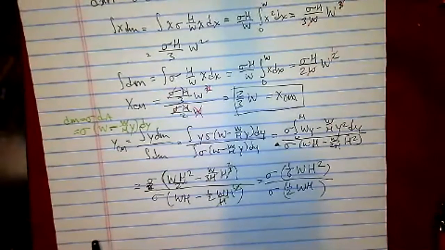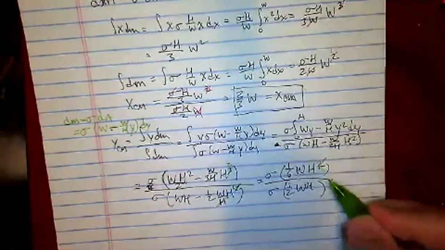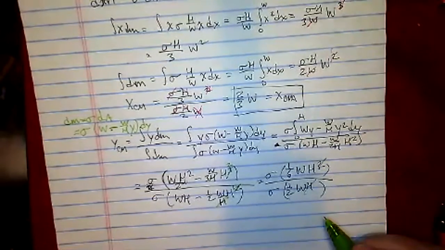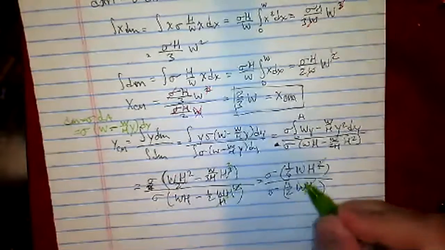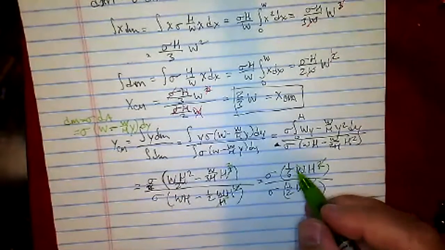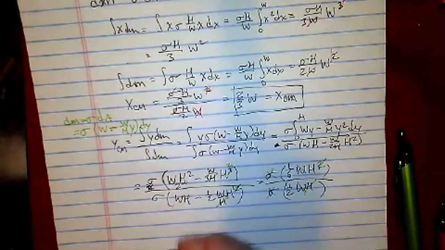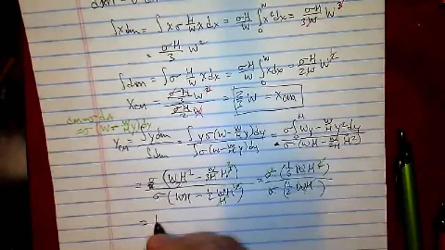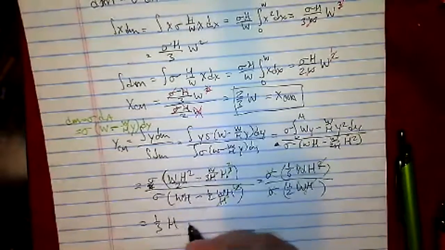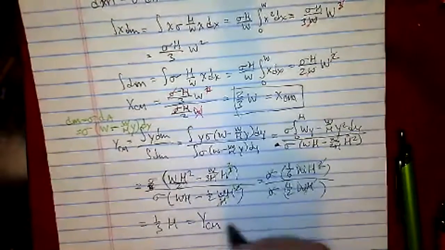So you can now see that the h cancels out completely with that. I've just left a 1 up there. The w cancels out, and the 2 is going to come on the top and become 2/6, which gives me 1/3 h is equal to the y center of mass.